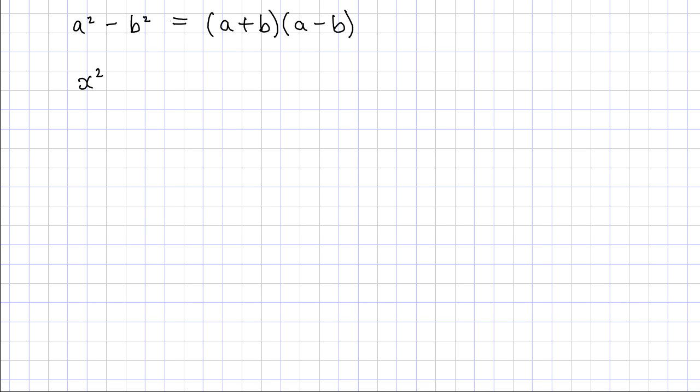So x squared minus 9. Now clearly the a squared is quite similar to the x squared, but the b squared is a little bit different from the 9. Now how can we make it similar? Well, I know 9 is a square number. This 9 can be written as 3 squared. So let's do that. x squared minus 3 squared.